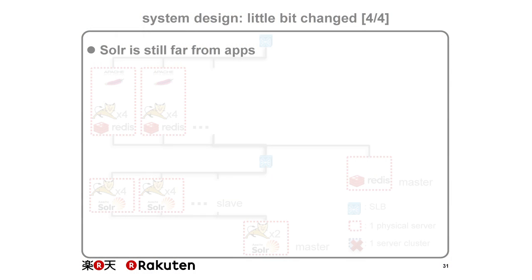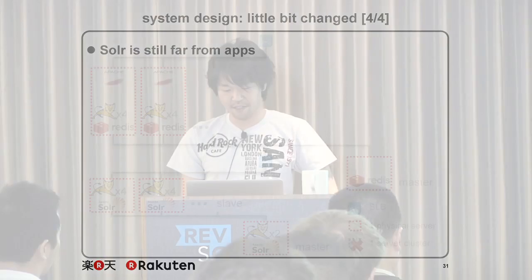But Solr slave instances are still far from our application. So every request needs external networking through the load balancer for searching the appropriate advertisement in Solr Slave. So we changed one of our system architecture designs again like this.